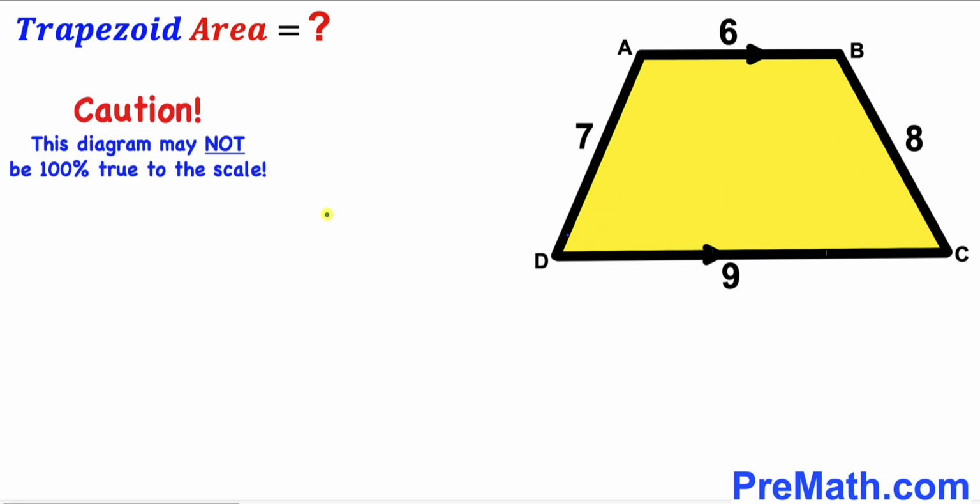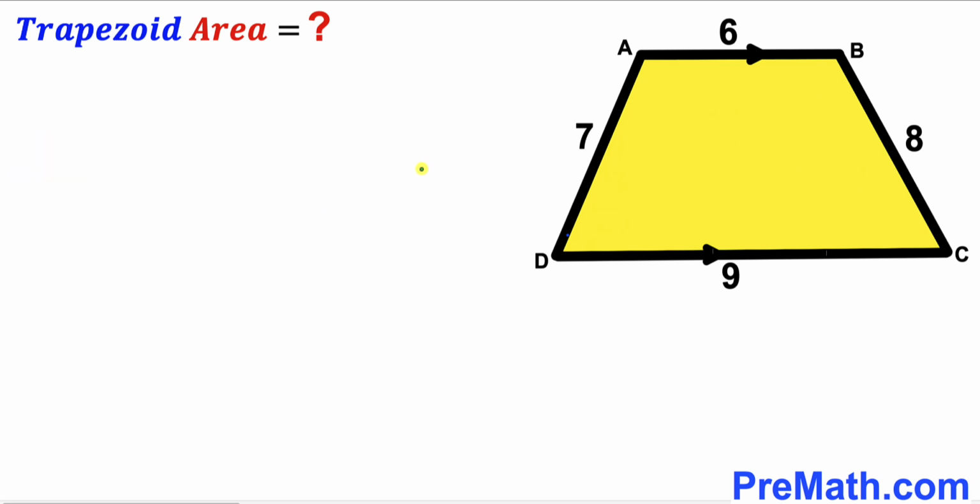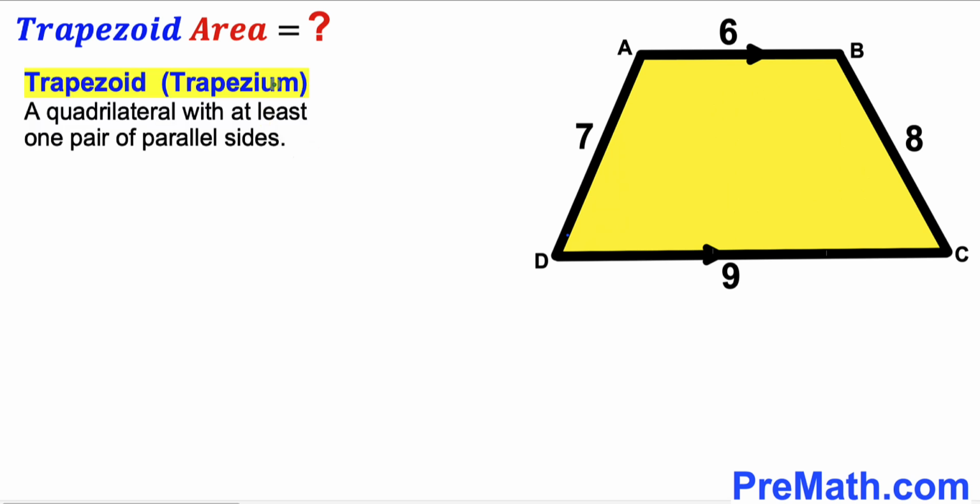Please keep in mind that this figure may not be 100% true to scale. Let's go ahead and get started. Now let's recall the definition of the trapezoid. Sometimes we call it trapezium. A quadrilateral with at least one pair of parallel sides. As you can see in this given diagram, this side is parallel to this side.